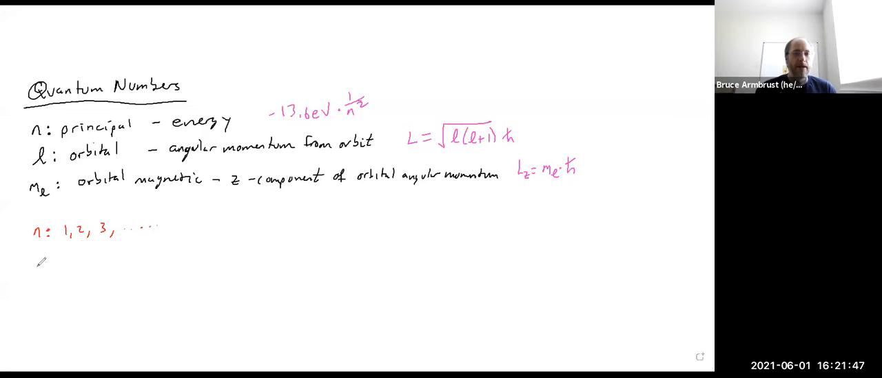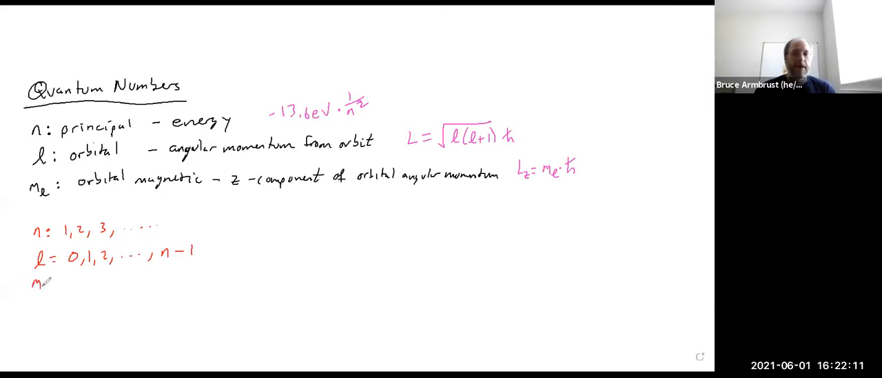The L, this one, it can be 0, and it also is countable, but the maximum it can have is n-1. And that came from geometry, basically. Sorry, no, that one didn't come from geometry. That one comes from just the angular momentum measurements.